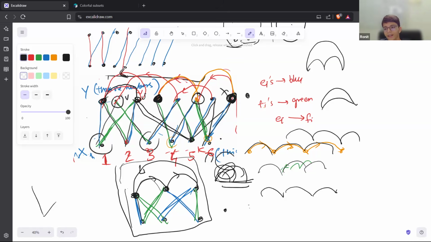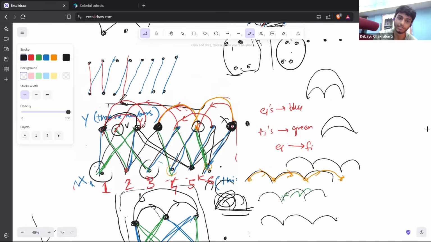Okay, I don't see where our other edges even come in. How do they even help? Let's just draw a few of them. There you go.